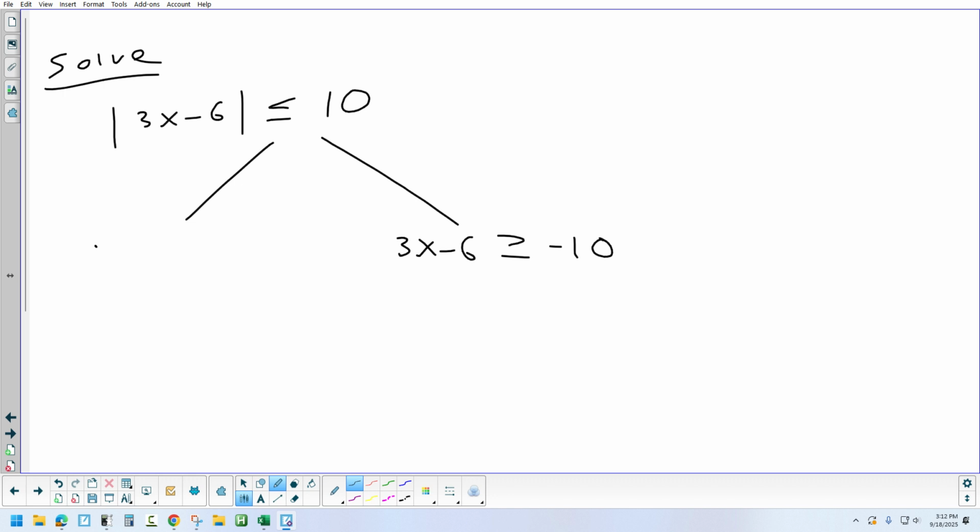Yep. 3x minus 6 is less than or equal to 10. That one is exactly the same as the original. We just take away the bars. The one on the right, we took out the bars, but then we flipped the sign and we changed the number on the other side to its opposite. Okay, and one more thing.